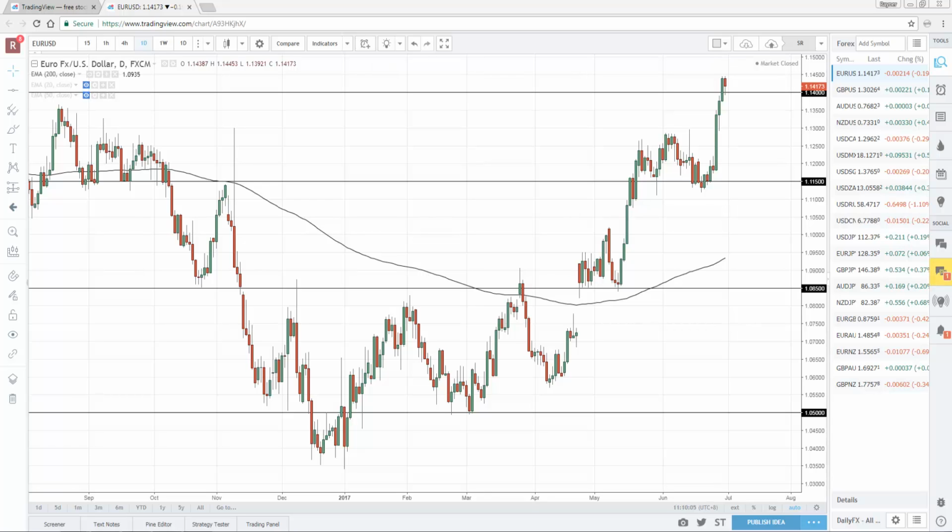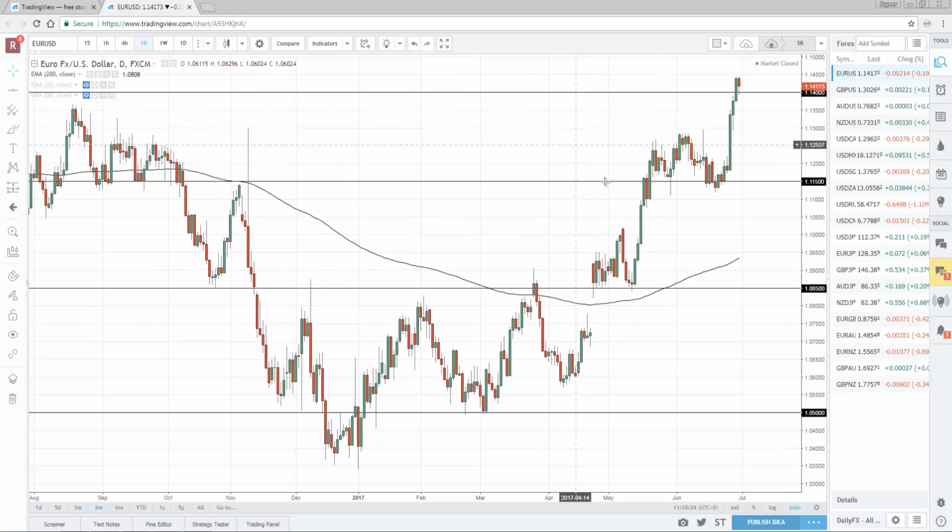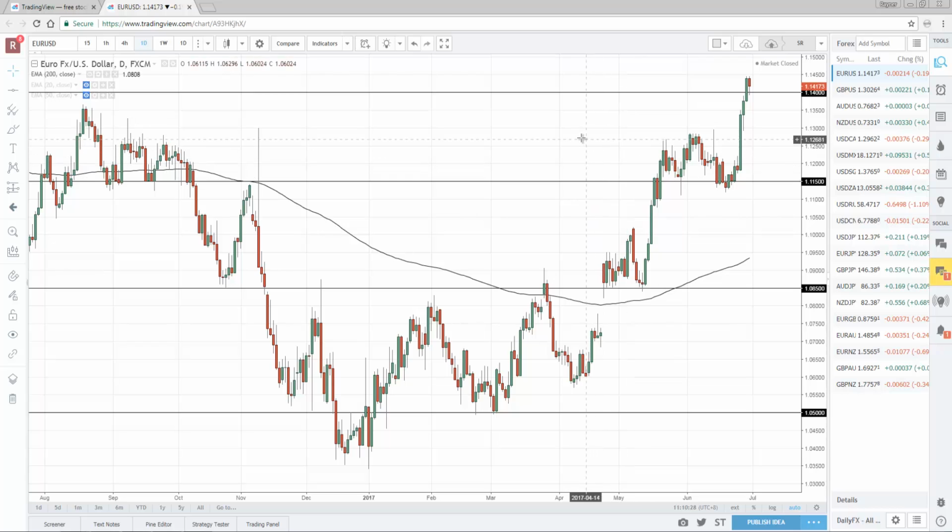Okay, so the first chart that we'll be looking at is the euro dollar. As you can see over here, the price is above the 200 period moving average. I'm using exponential for those of you who are wondering, because I've got questions from traders asking whether it is simple, weighted, linear. I'm using exponential, but it's not really going to make much of a difference. Just FYI. So anyway, the euro dollar is above the 200 period moving average, so I have a long bias.